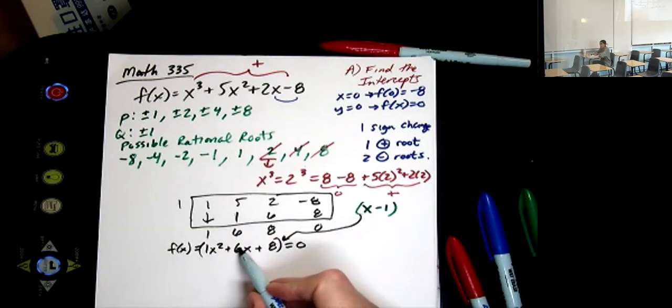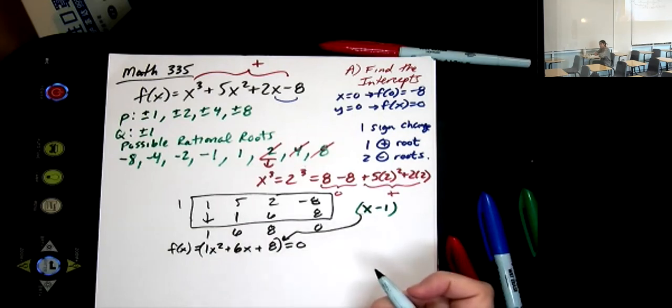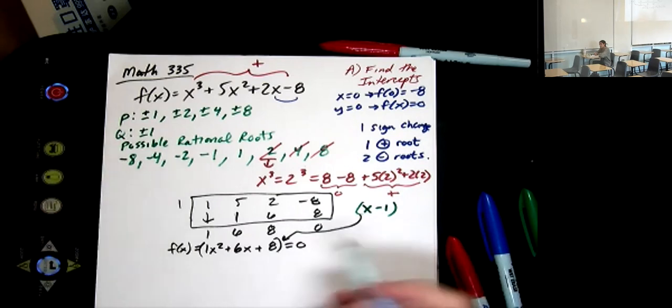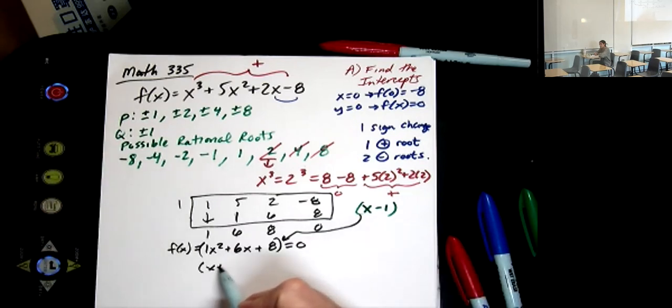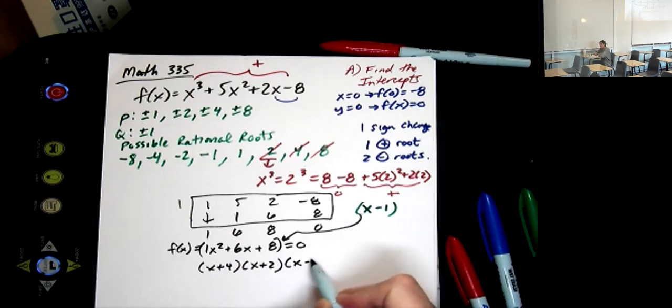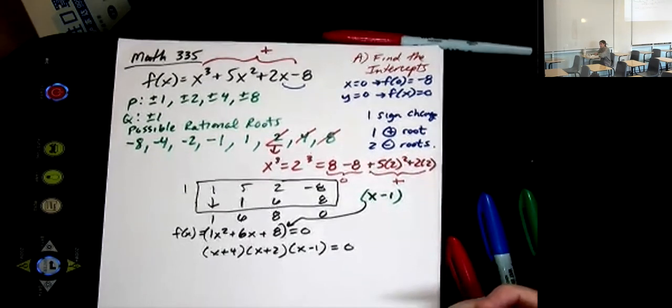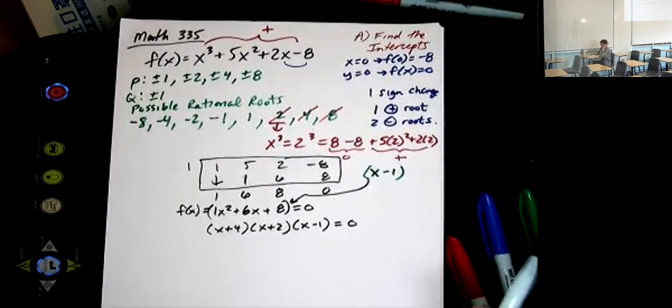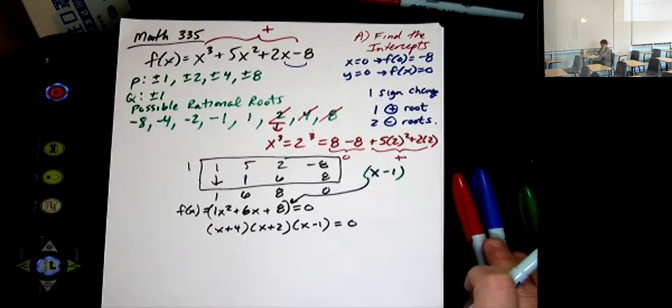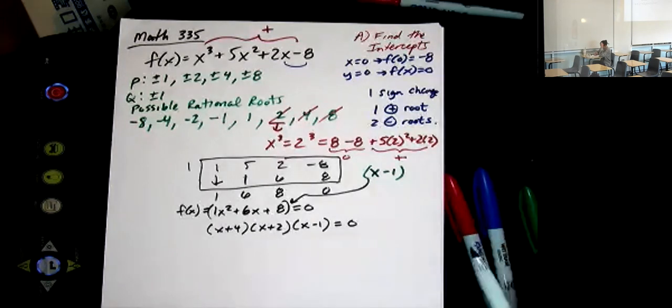Now that I've got it down to a quadratic, I can factor, and I don't need to try this P over Q shape. This is x plus 4 and x plus 2. And I still have my x minus 1. That makes sense? Does the reasoning I used to save some time on the P over Q make sense?